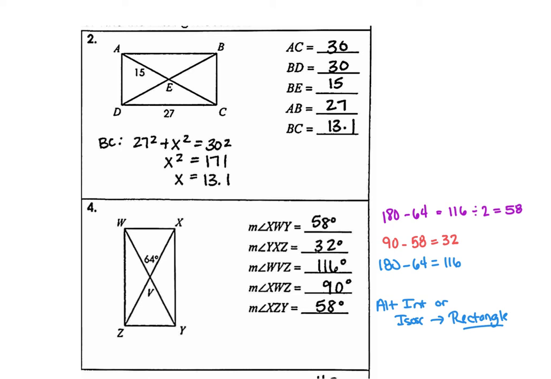And then the last one, you could have used alternate interior, or like we already established, once you have a rectangle, you have basically two sets of congruent triangles. So, you know, these two are congruent triangles and these two are congruent triangles. So you can just assume the base angles are congruent for both sides of those because you have congruent triangles.